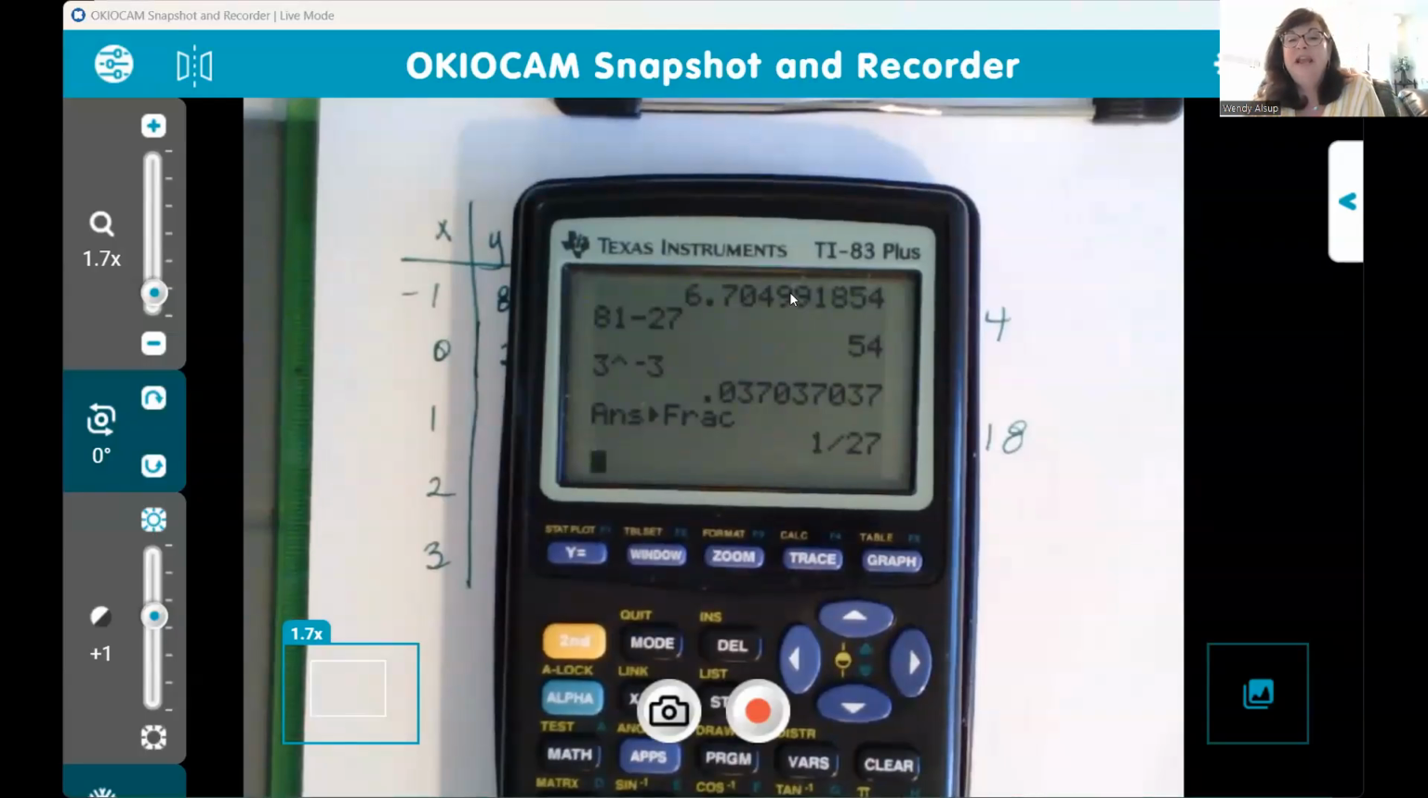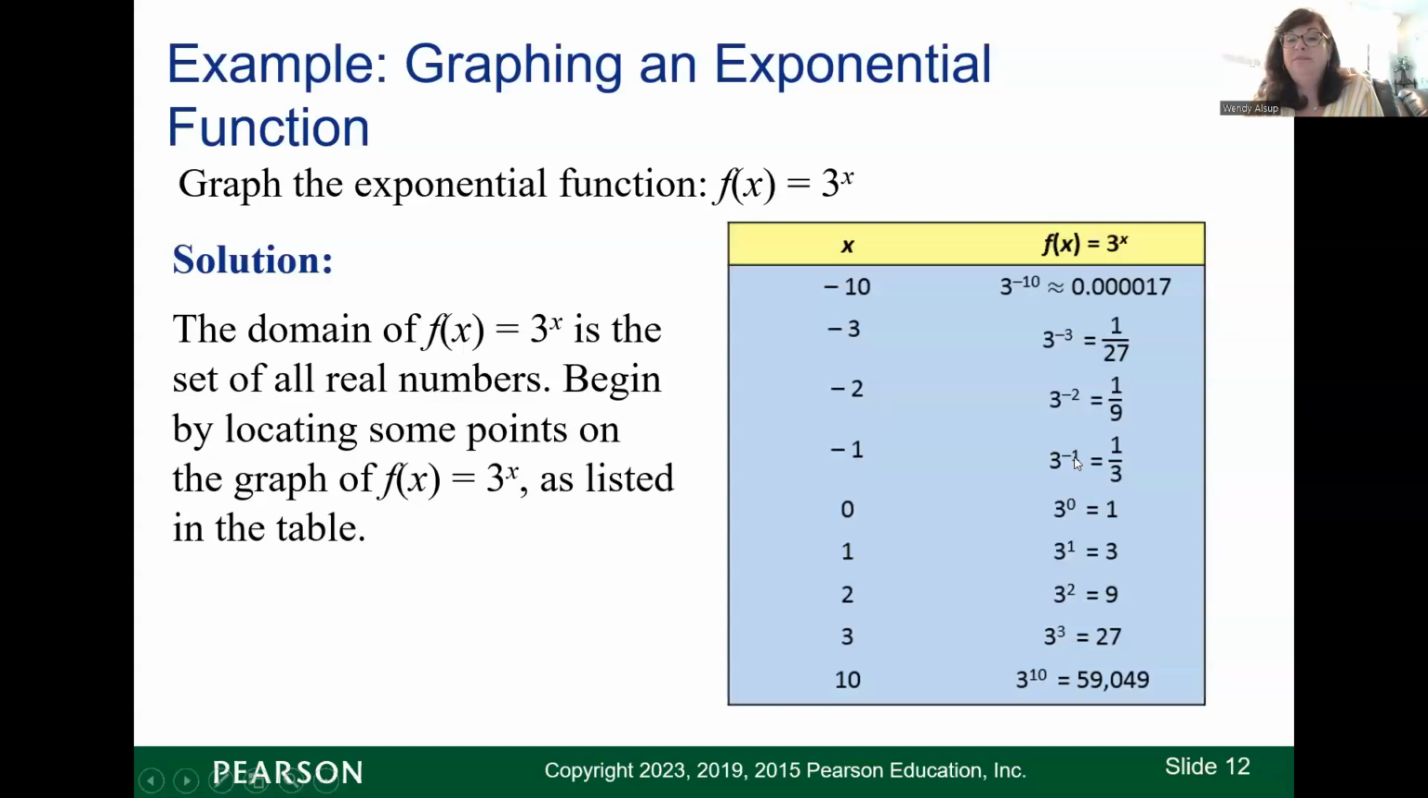And negative 2, negative 1. Remember, a negative exponent puts the 3 in the denominator. So these end up being fractions. Any number to the 0 power, so 3 to the 0 power is 1. 3 to the first is 3. 3 to the second is 9. 3 to the third is 27. Keep on going. You're actually getting really big really fast.